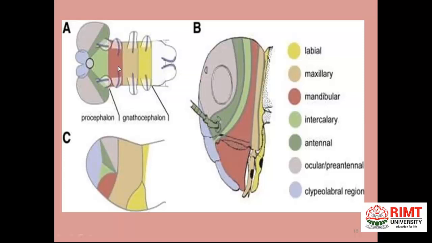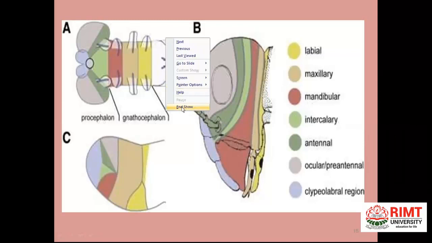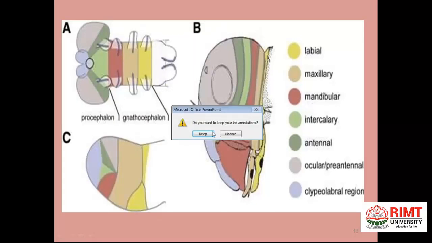These are the postoral structures. And intercalary muscles, antennal sockets, ocular or preantennal structures, and the clypeolabrum part. This is part of the procephalon.